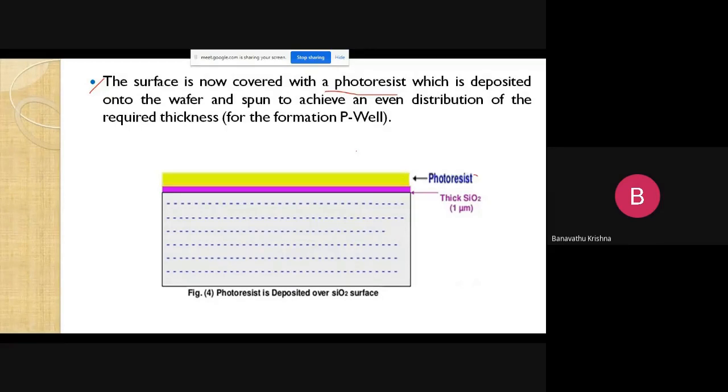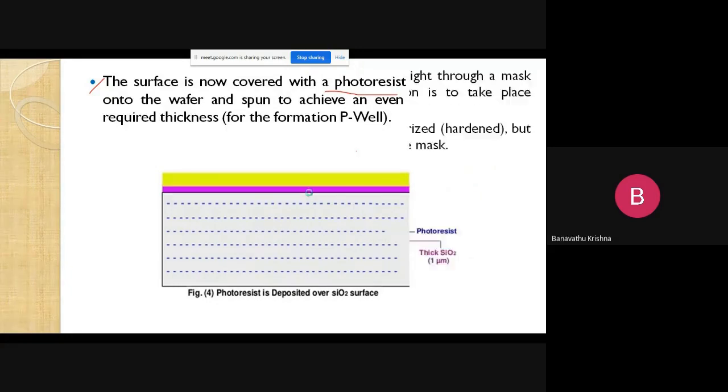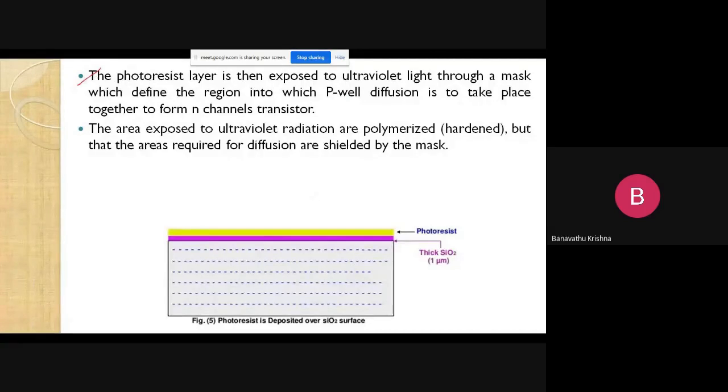So this is the photoresist layer, right? To cover the entire surface over the silicon dioxide surface. And next case here, the photoresist layer is then exposed to ultraviolet light through a mask which defines the region into which the P-well diffusion takes place to form the N-channel transistor. Why do we need to place this P-well diffusion? To form the N-channel.